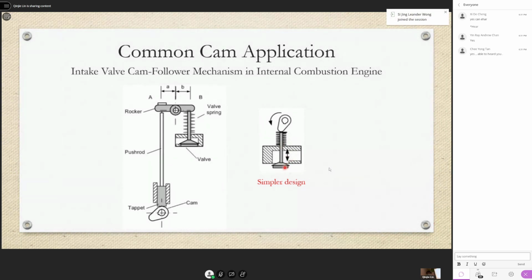So it will look something like this. The cam and the follower will look something like this. These are two different designs. So this is the simpler design. Imagine you have the camshaft rotating. This thing will follow this camshaft, then it will open and close. So imagine you have the cylinder below. Imagine this is a cylinder.